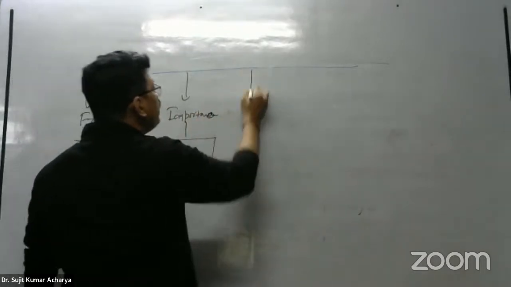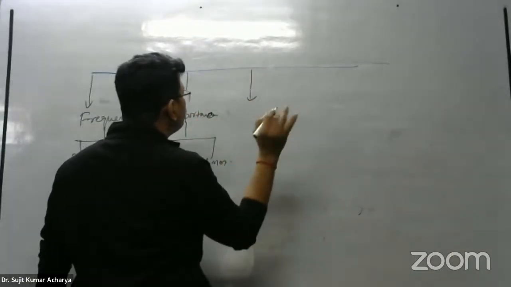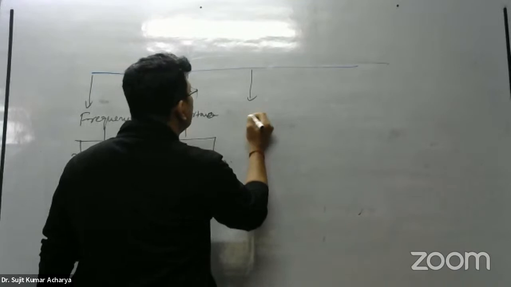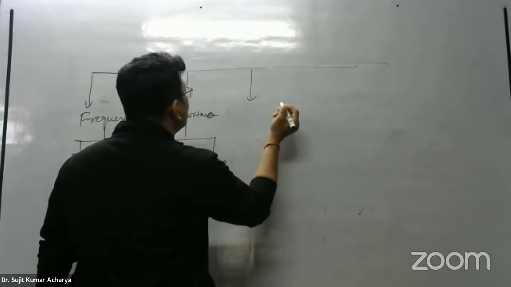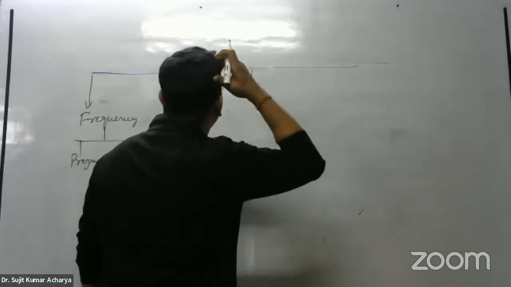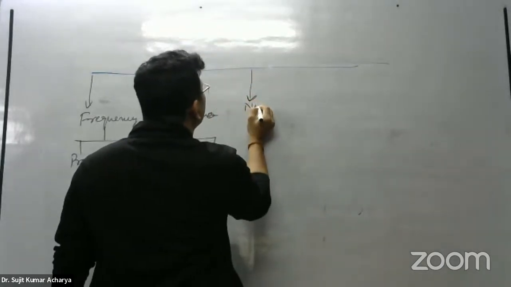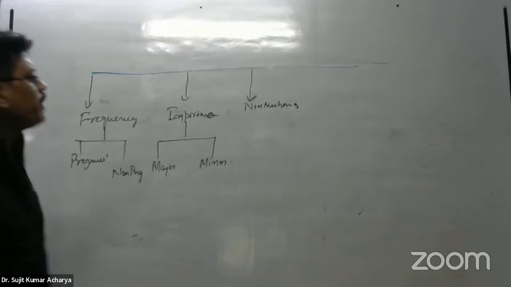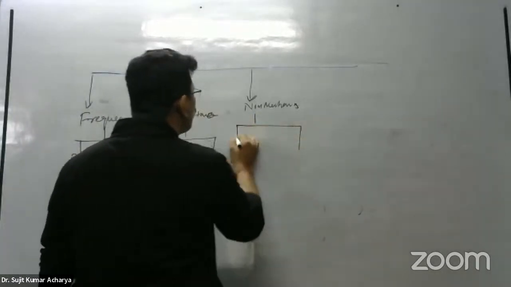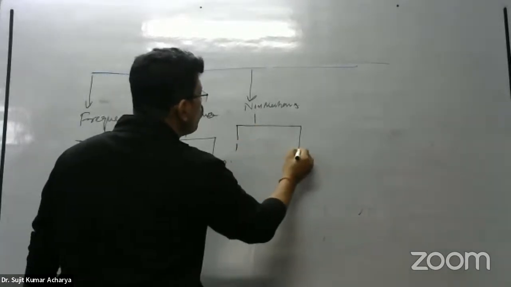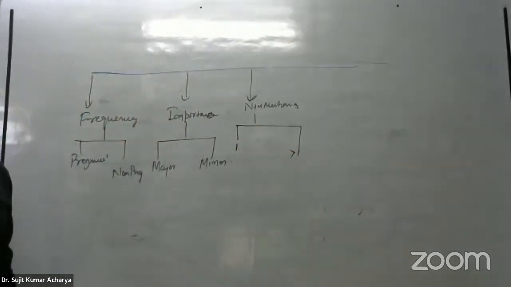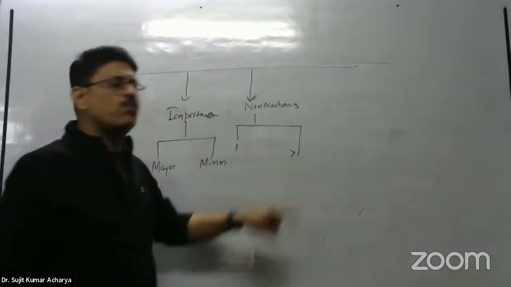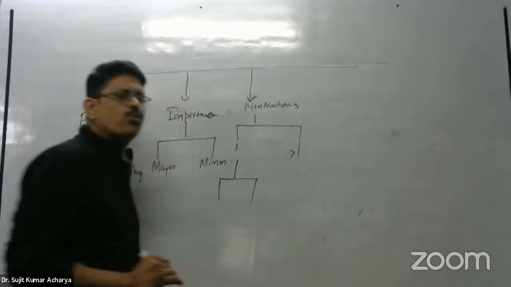Another is from number of members point of view. From that way, we can say decisions are of two types: one is one person, and one is more than one. How many people are involved into it? So accordingly, decisions are of two types: one man decision, and more than one. Now, if it is one, then again it is of two types.